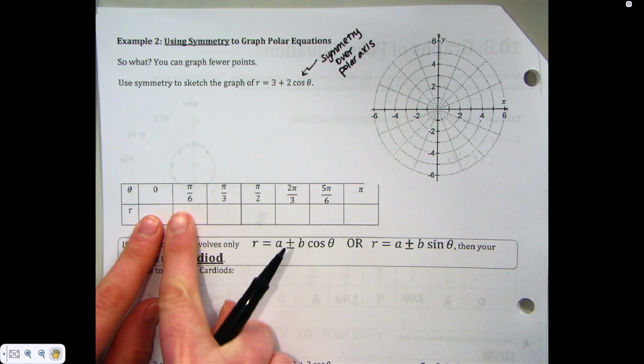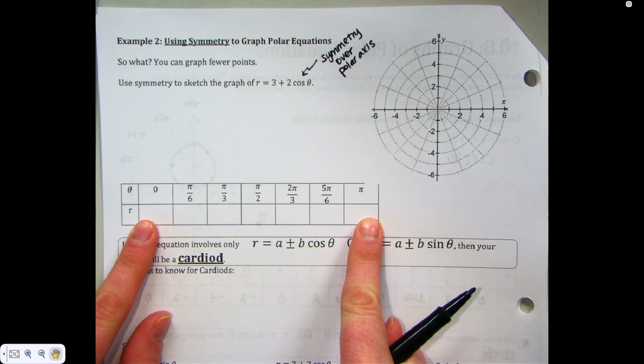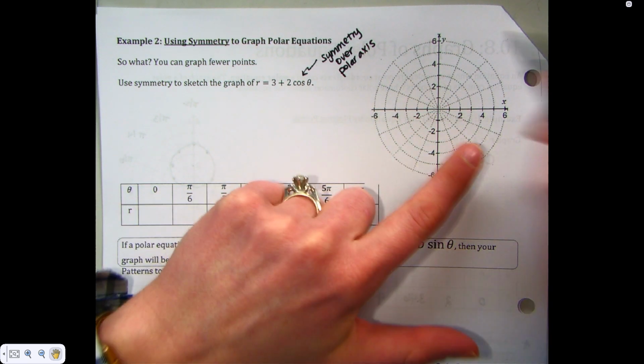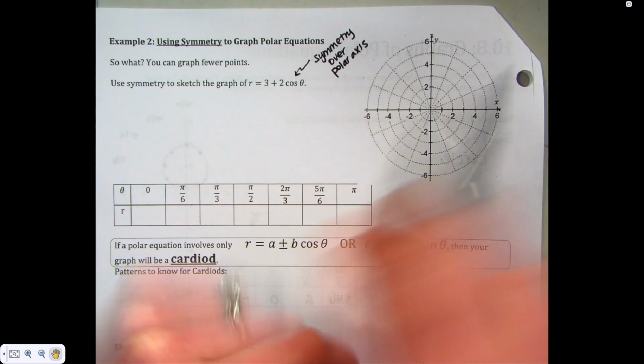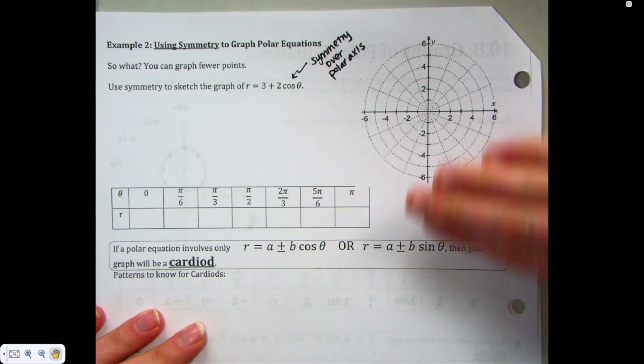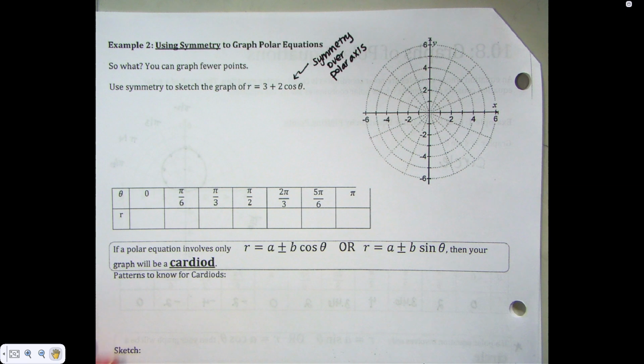And notice I shortened my table of values here. What I can do is plot all the points up top, and then because of symmetry, I'll be able to take them and reflect them upside down into the bottom half. And so I can get sort of a 2-for-1 deal here. I can plot half the points and still go all the way around my unit circle.